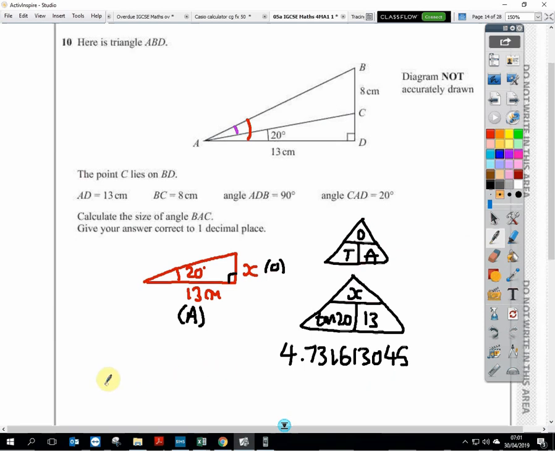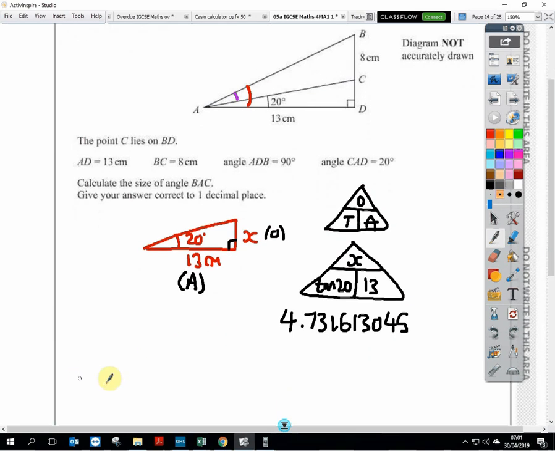Now let's consider the slightly larger triangle, which is ABD. So we have A to B to D. This is 13 again. And BD now I can work out because it's going to be 4.73 add 8. So this is going to be 12.73. Remember to use the entire display.